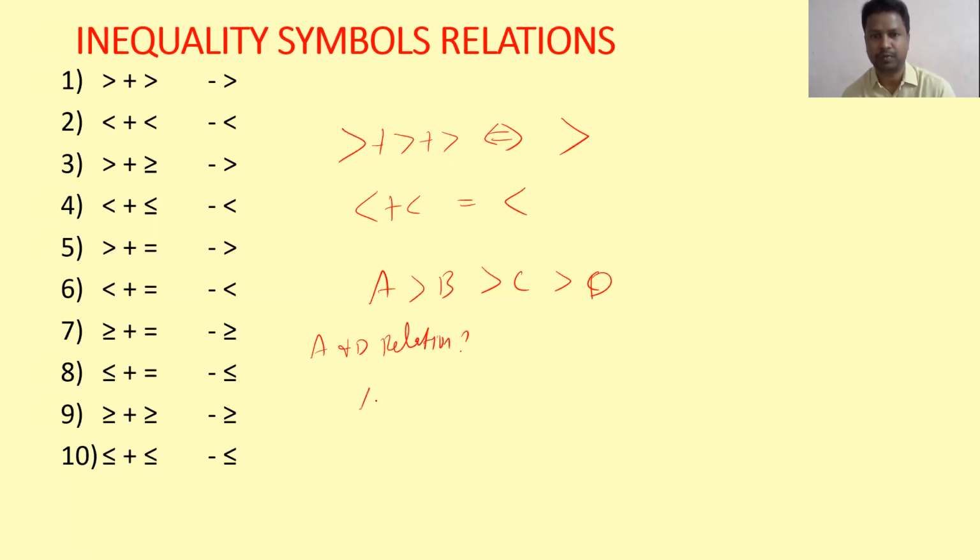What do you want to do? So first write A and D and write the symbols, only symbols, leave all other variables. See this, all the symbols are in same direction. So we can get same direction conclusion. So I can say A is greater than D. So that is the first thing. If symbols are in same direction, you will get a same direction conclusion.